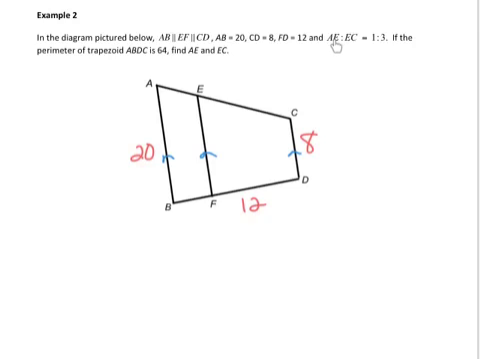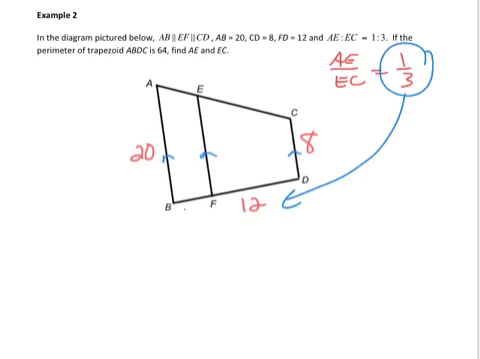I know that AE to EC is 1 to 3. So I don't really know exactly what it is, but this is kind of the scale factor here. So AE over EC is going to be equivalent to 1 over 3. That does not mean that AE is 1 and EC is 3, but I can take this ratio and apply it to the other side. So I can find BF. And then, from there, we'll take the perimeter and figure out the rest of it.